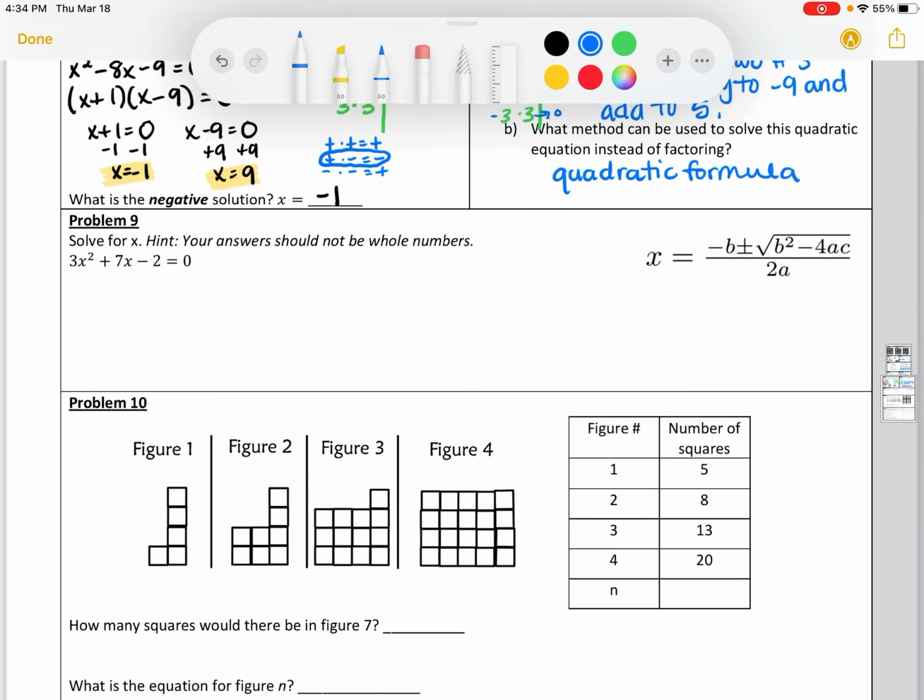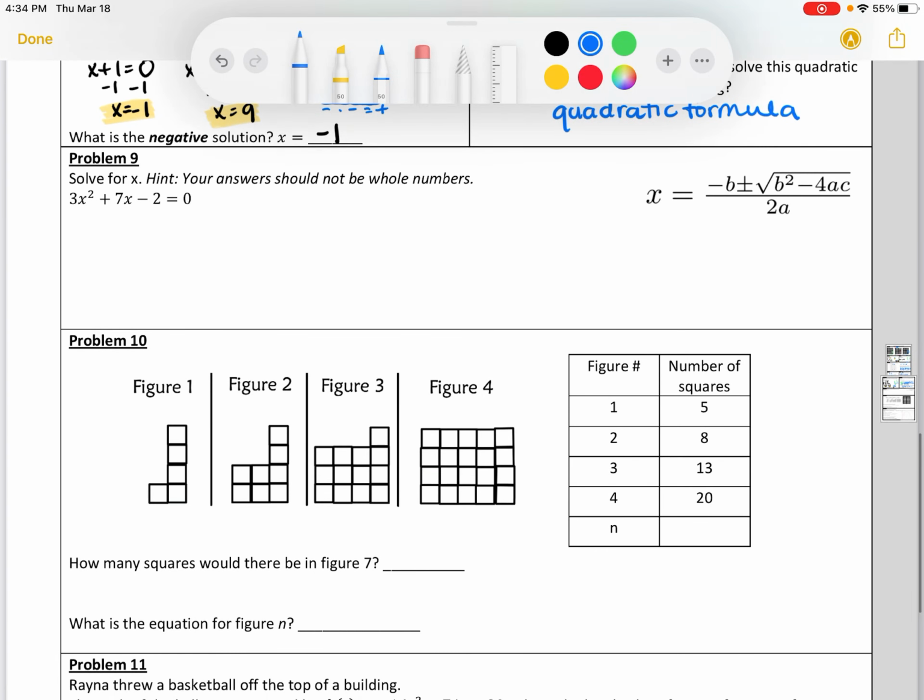And this one, it doesn't tell you to use the quadratic formula, but when I look at the problem, it says solve for x, 3x squared plus 7x minus 2 equals 0. When I see this 3 in front, we did not learn how to factor like that, really. So once I see that, I know I have to use the quadratic formula, just based on what we've learned in this class so far. It also gives us the hint that your answer shouldn't be whole numbers, so we know we can't factor if the answers are like decimals. So we're going to use the quadratic formula.